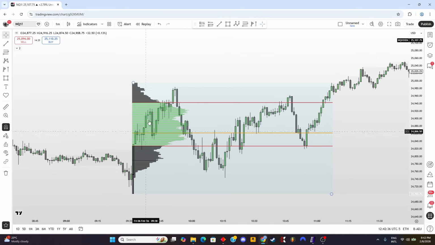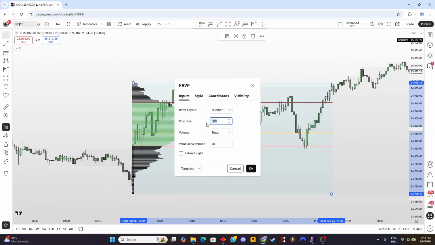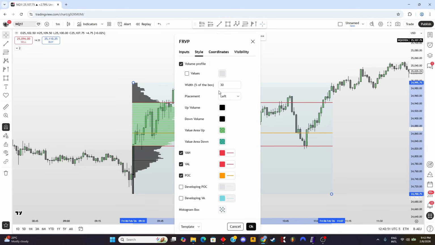And there are 3 shapes of volume profile. Now I'm using volume profile here, so this is what it would look like. What you want to do first is apply a fixed range volume profile anywhere and copy these settings: row size to 300 and value area volume to 70. Then you go to this style and make sure you copy these settings.